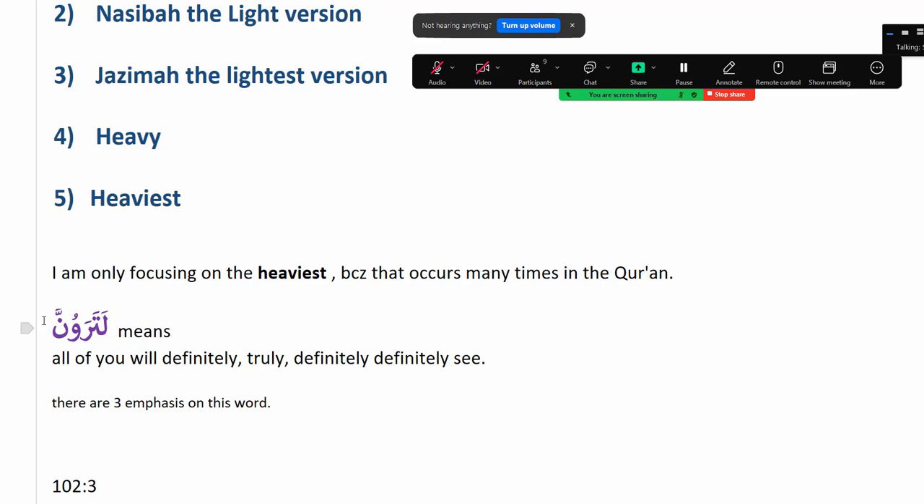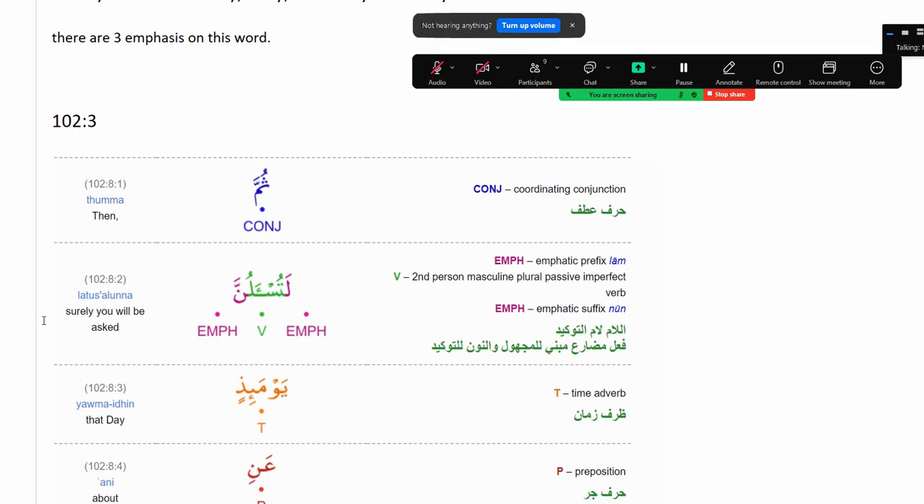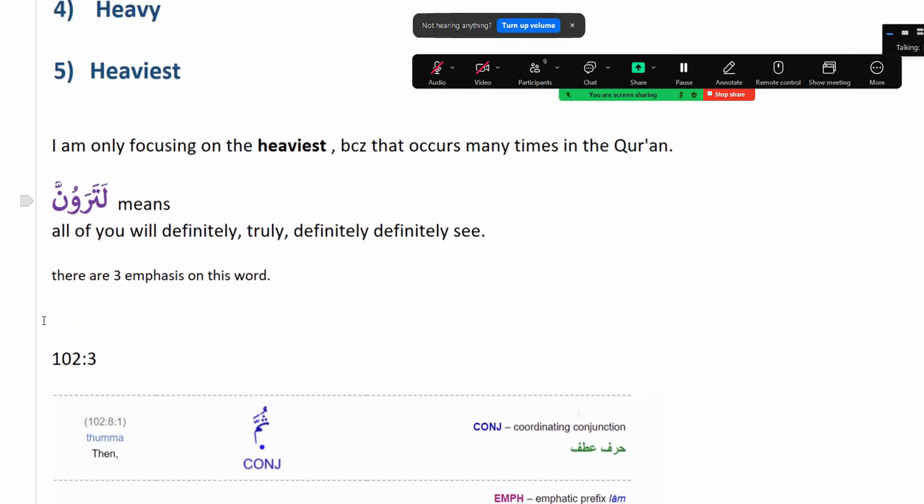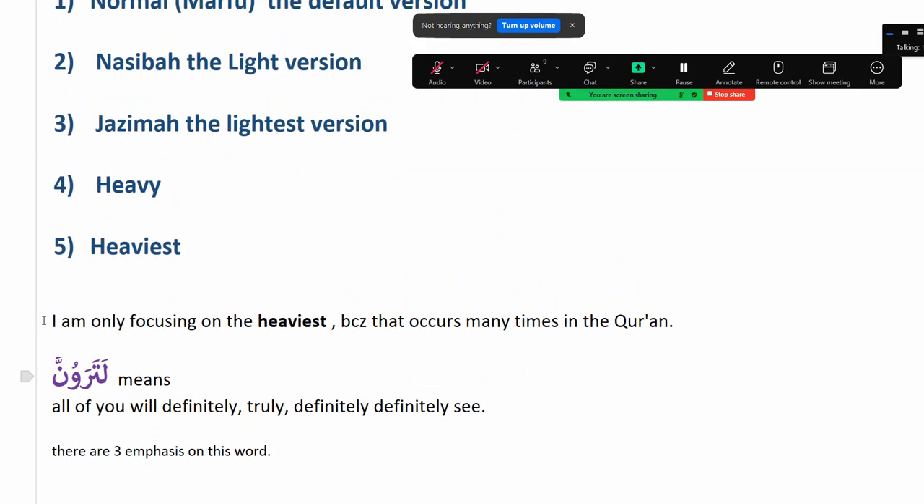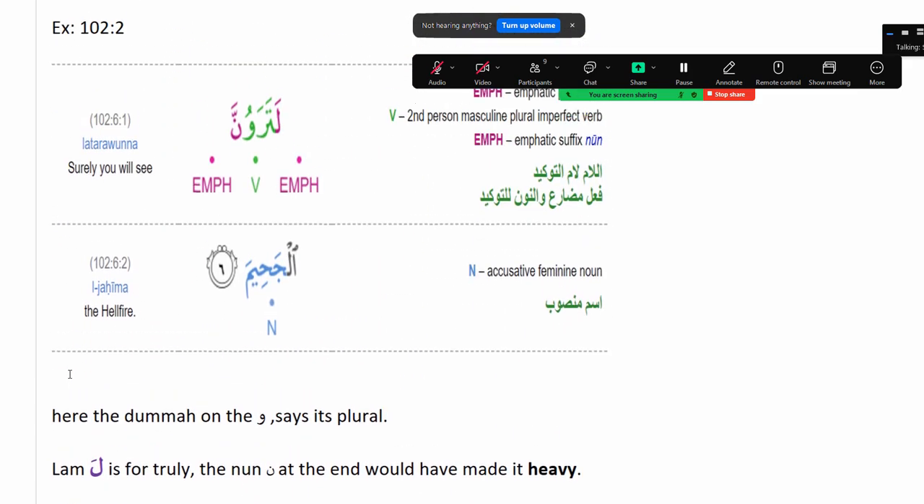Is it clear, everyone? Are you getting this? What exactly double emphasis is? Yes, Ustaza. It got very clear now. Ustaza, how three emphasis? La and noon. Lam of tawkeed and noon of tawkeed. Yeah. I was telling about la taravunna.